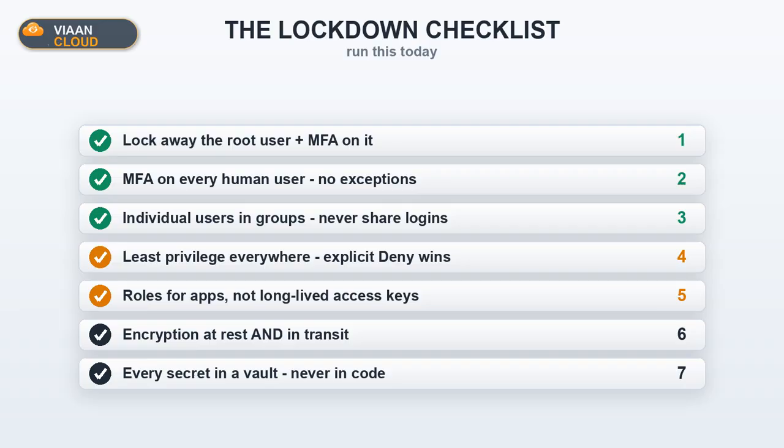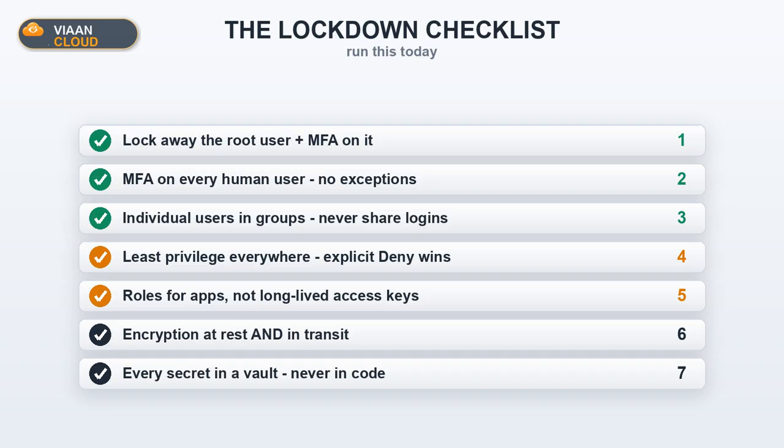Let's turn all of that into a checklist you can actually run today. 1. Lock away the root user and put MFA on it right now. 2. Turn on MFA for every human user, no exceptions. 3. Create individual users, organize them into groups, and never share logins. 4. Apply least privilege everywhere, grant the minimum, prefer an explicit deny when in doubt.